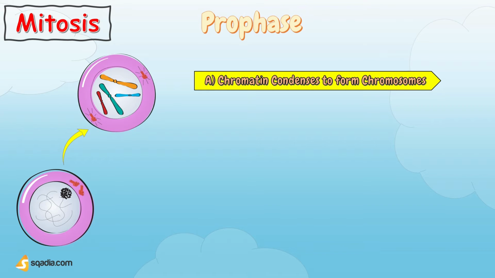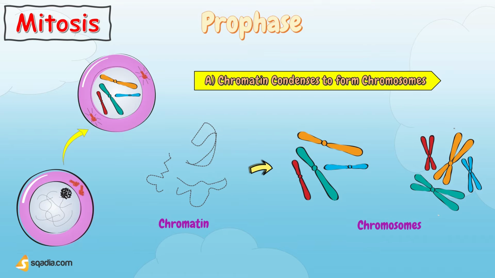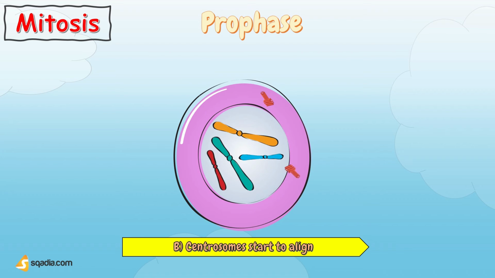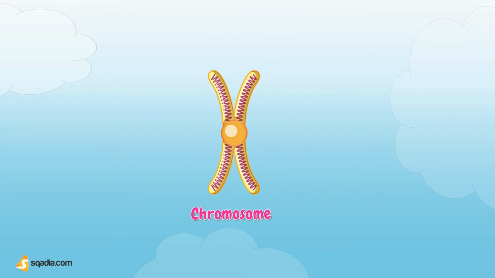The chromatin condenses on itself and coils up to produce thick strands of DNA. This condensed form of DNA, wrapped up in the proteins, is known as chromosomes. And at the same time, the centrosomes align themselves along the sides of the nucleus. Now, while the chromosomes are forming, the nuclear envelope gets out of the way by completely disintegrating. And the centrosomes then peel away from the nucleus and start heading to opposite ends of the cell.